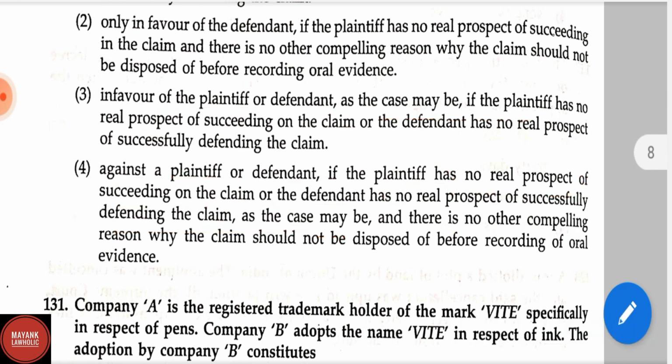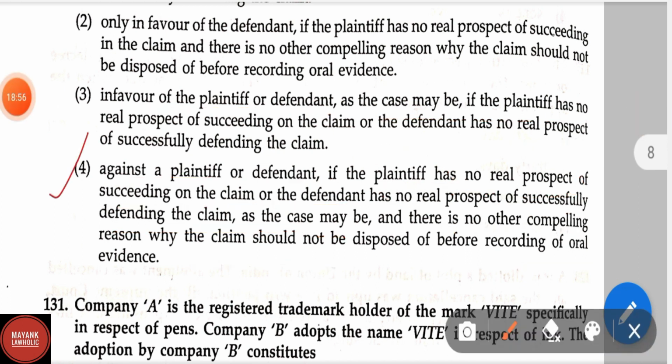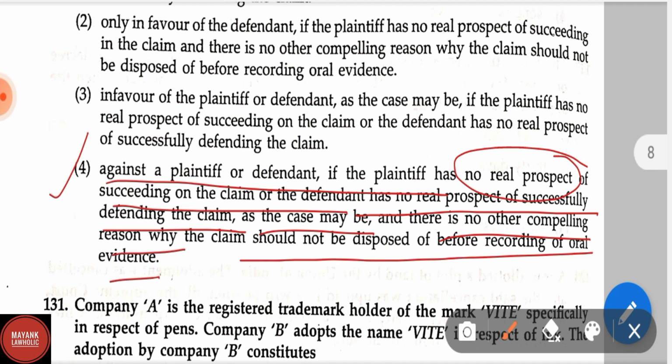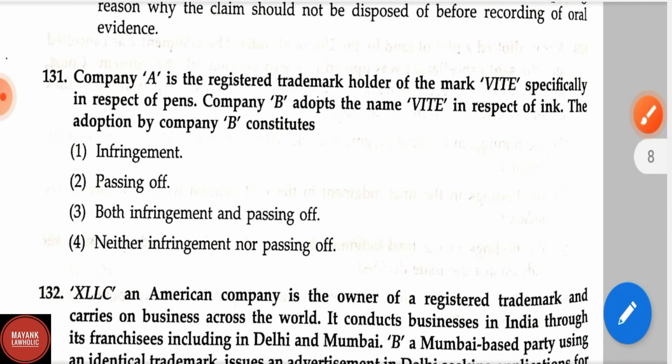In this question, the correct answer is option number 4: against a plaintiff or defendant if the plaintiff has no real prospect of succeeding on the claim or the defendant has no real prospect of successfully defending the claim as the case may be, and there is no other compelling reason why the claim should not be disposed of before recording the oral evidence. Now let us see question number 131.